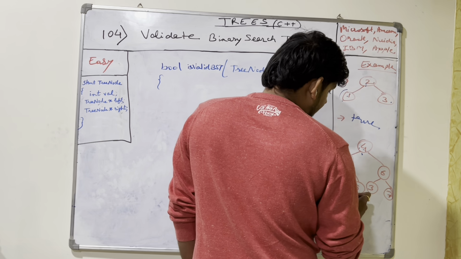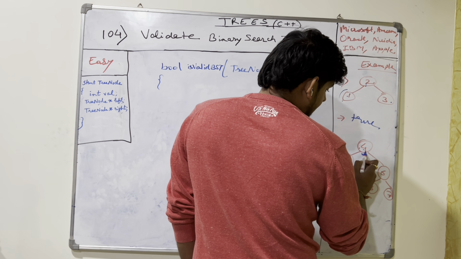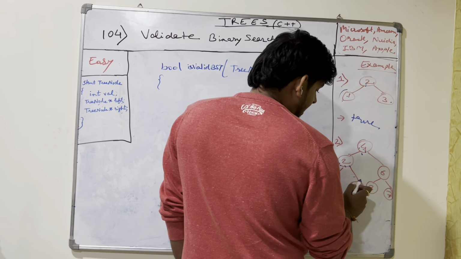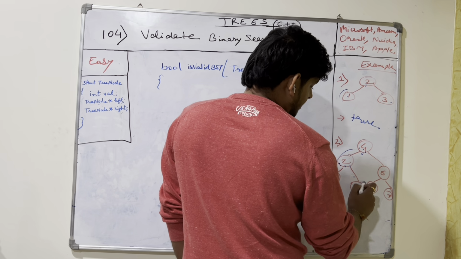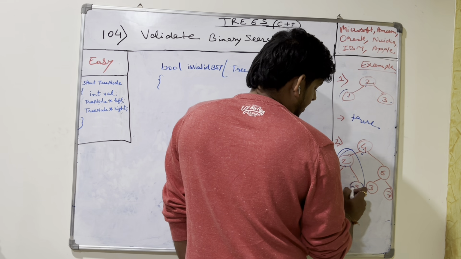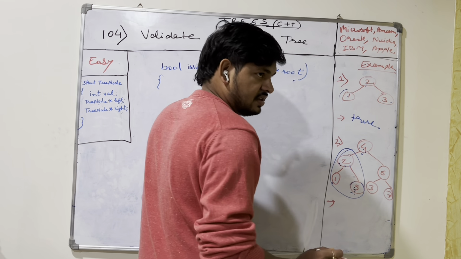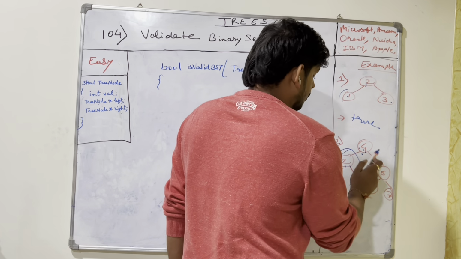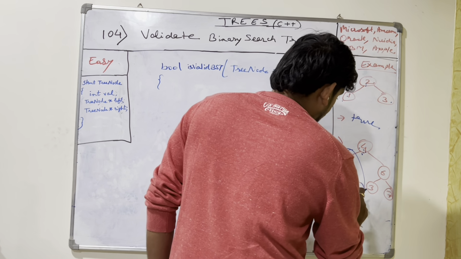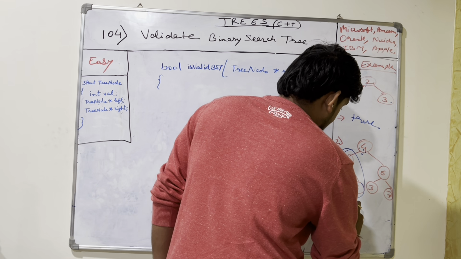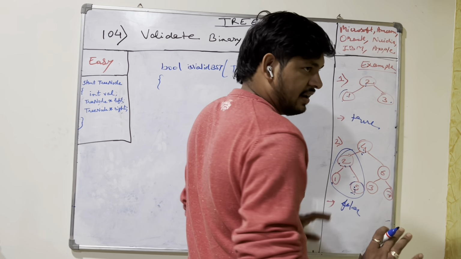But this 5 is actually greater than 4, and 5 is a part of its left subtree. 4's left subtree has these values, and this 5 comes in the left part of this 4. So this has to be smaller. If this is not smaller, then this is false. So this is false. So this is not a binary search tree.